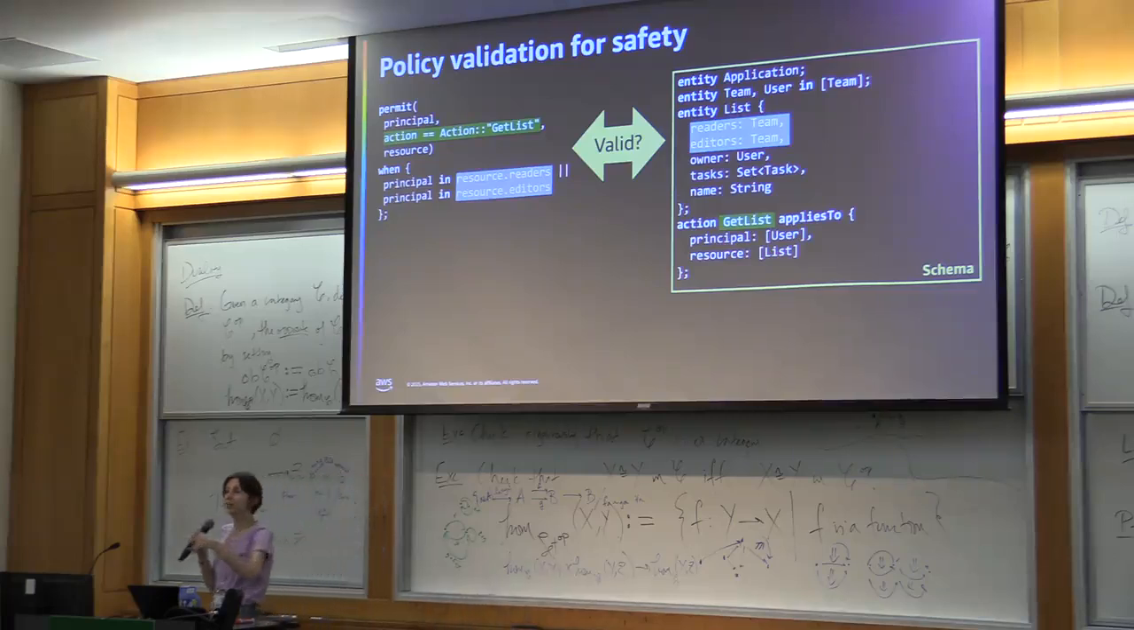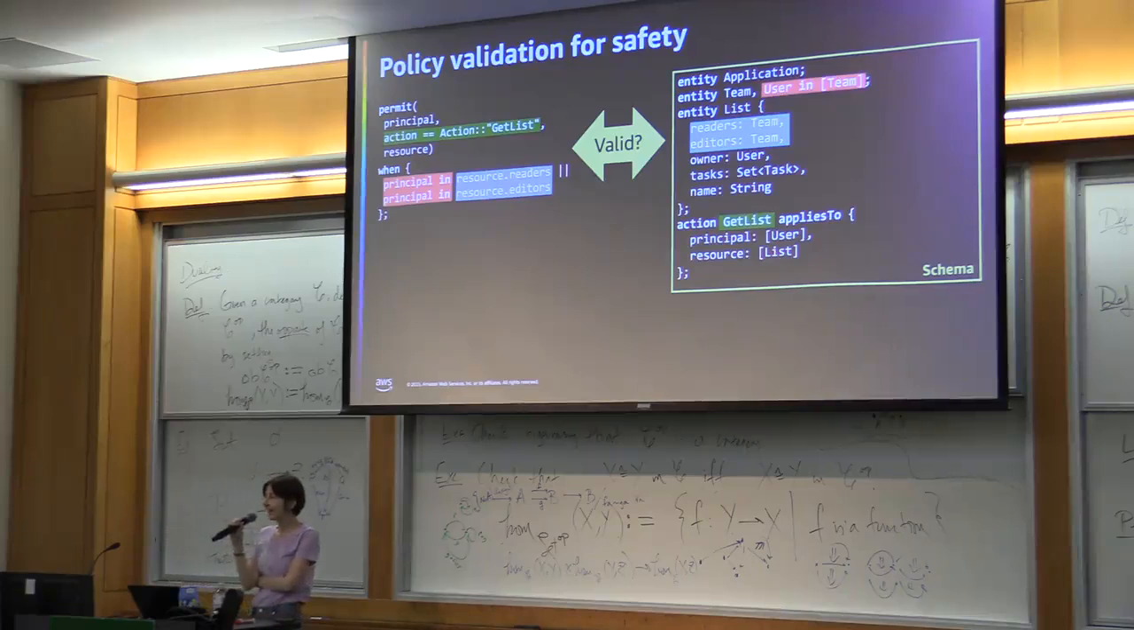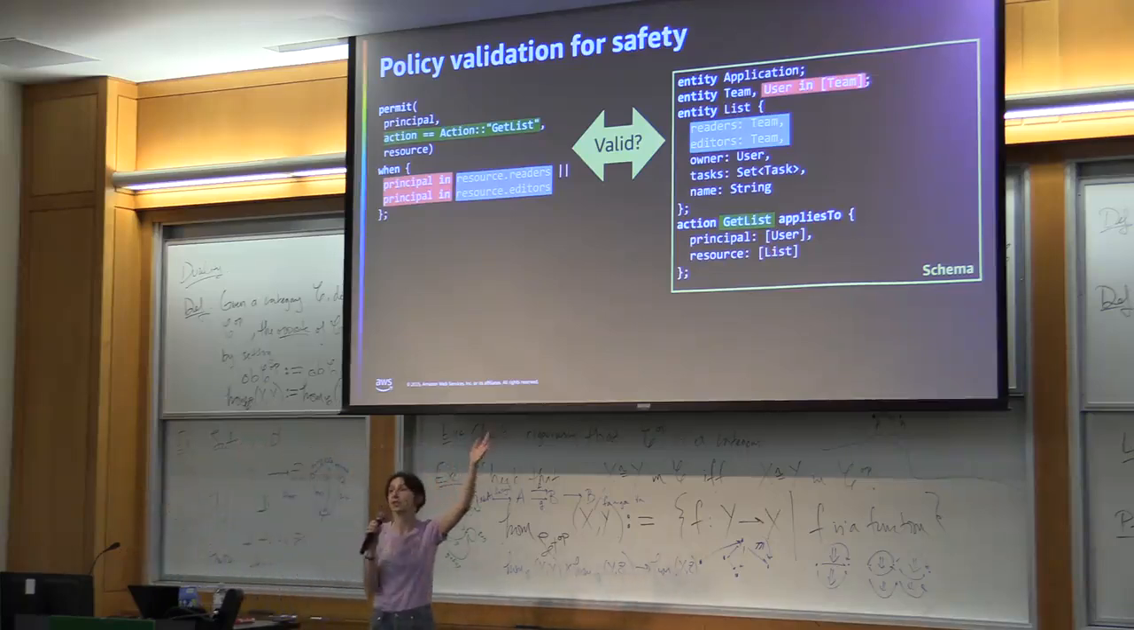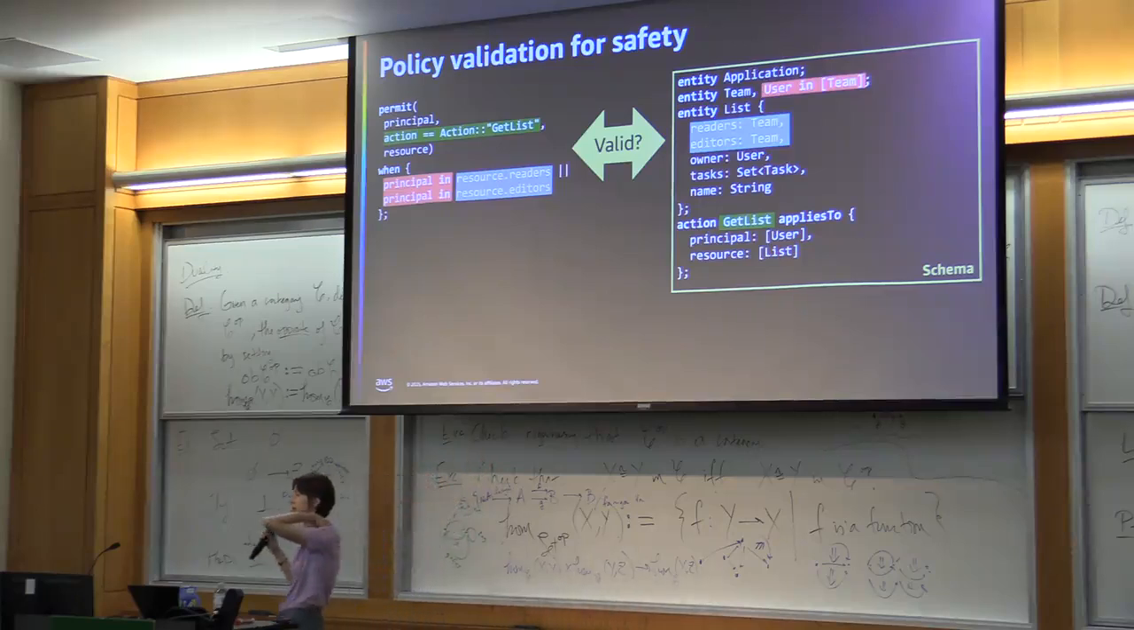Next, I type check the in expression. And I conclude that this in expression is okay because principal is of type user and resource of readers and resource of editors are of type T, and the upper bound on the in operator says that this is allowed. If I change the declaration of readers, for example, to be a user, what would happen? Yes? You can't do principal in resource.readers because a user can't be in a user.